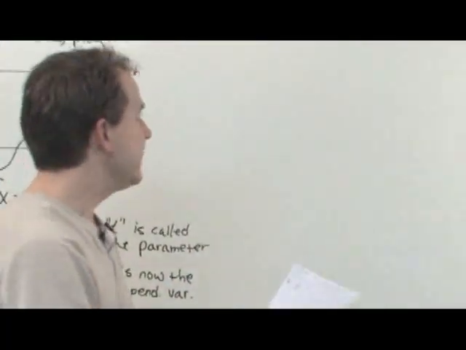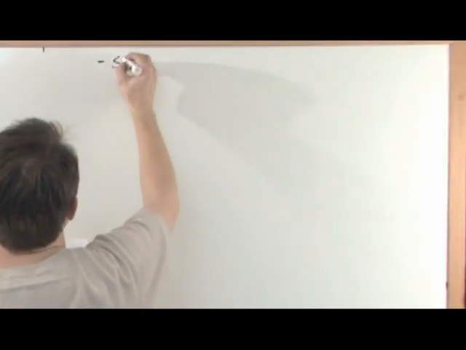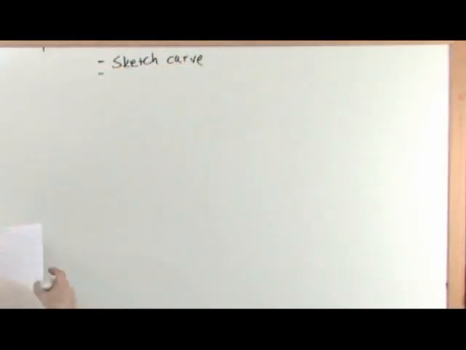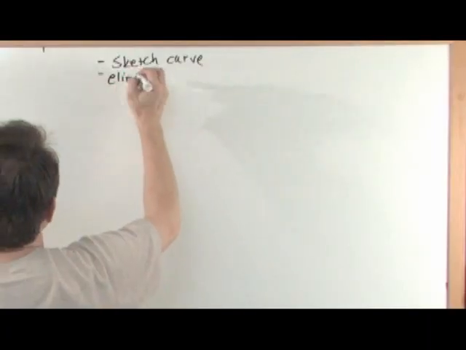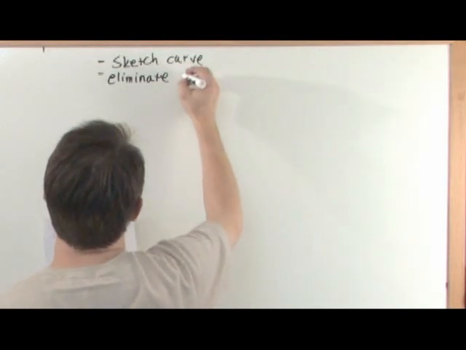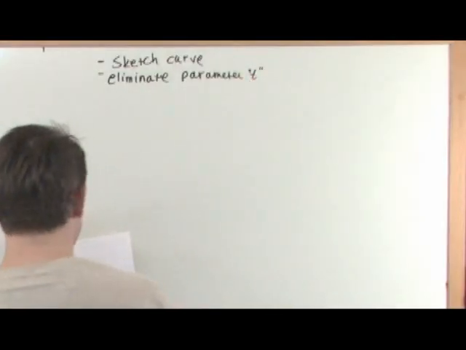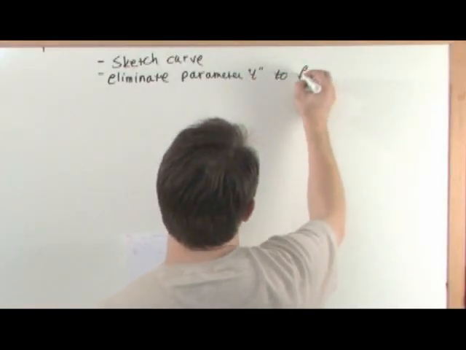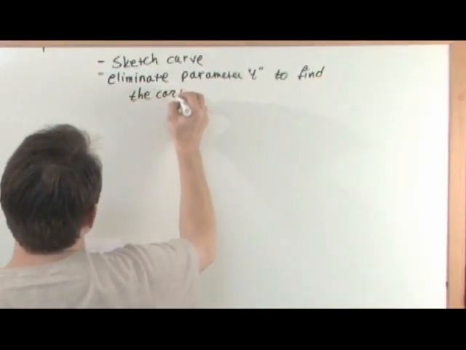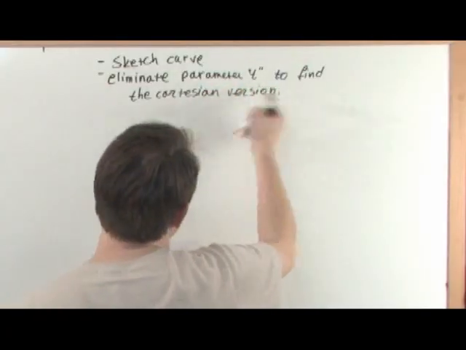So, in these problems, what we are going to do is two things. The first thing we're going to do is sketch the curve, okay? And the next thing we're going to do is we're going to eliminate, and I haven't even talked about this yet, but I will, eliminate the parameter t, okay, to find the Cartesian version. Okay, now I want to explain that last bullet a little bit more.